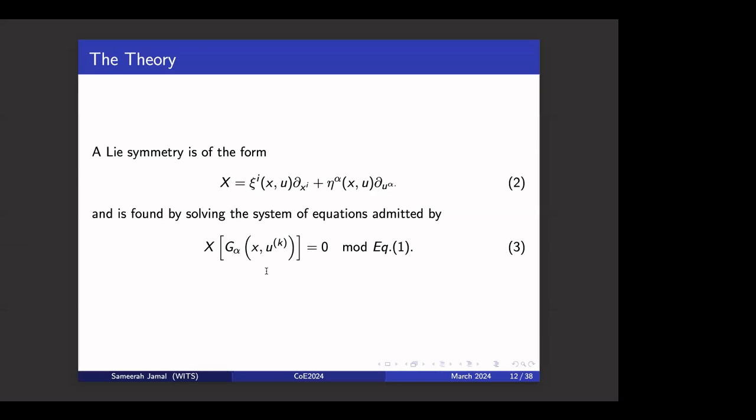We would solve equation number 3, which is the determining condition for a Lie point symmetry, where you simply prolong X on the jet space of variables, apply it on your equation G, and solve condition number 3. It generates a system of equations that one would solve. The system is overdetermined, and so you would solve for your xi and eta alpha.